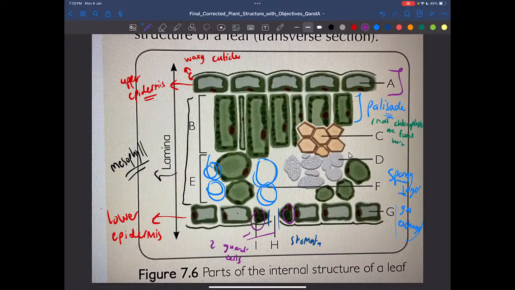Can anyone think of a reason why we don't have that many stomata in the upper epidermis? Try to think about it for a few seconds. If you're not sure, I'll let you know right now. But give it a shot.